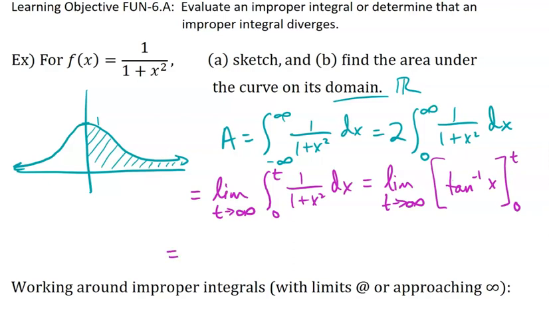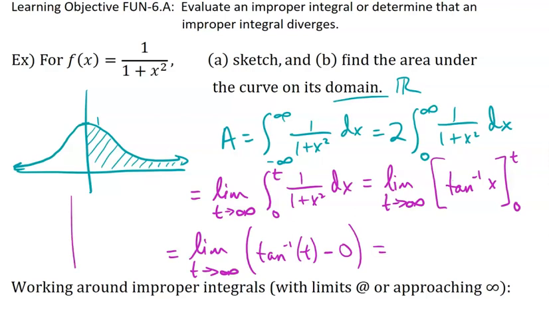Coming over here, I still have my limit notation. Limit as t approaches infinity of tangent inverse of t minus tangent inverse of 0, which is just 0. And now we want to know, as t approaches infinity, what does tangent inverse approach? As a reminder, inverse tangent means tangent of what angle is equal to this value. So tangent of what angle approaches infinity.